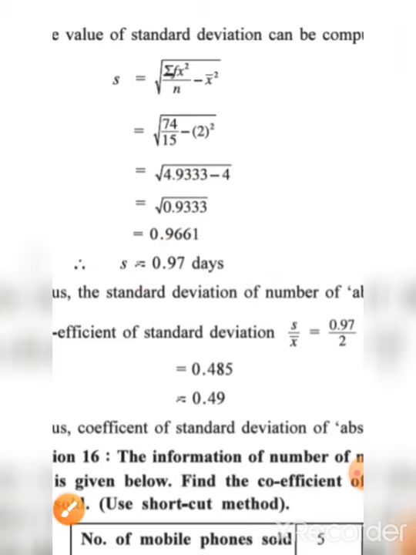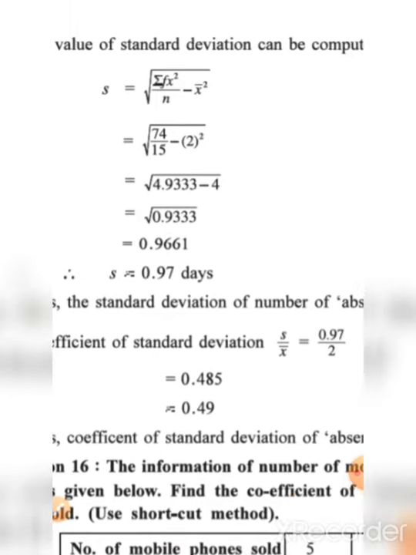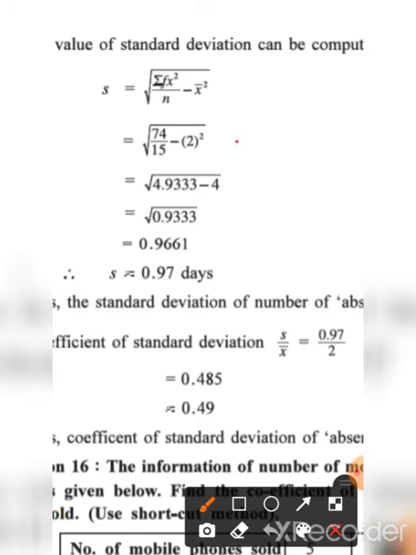Now as you do that, it will give you 74. Fi xi square divided by n, where n is 15, and the mean we had calculated was 2. So you just put all the values over here. 74 by 15 will give you 4.9333 minus 2 2s are 4. You will just deduct first. It will give you 0.9333, root of it. You will get the same value, that is 0.9661, and if you write up to 2 decimal places, the standard deviation is 0.97 days, and days is the unit.